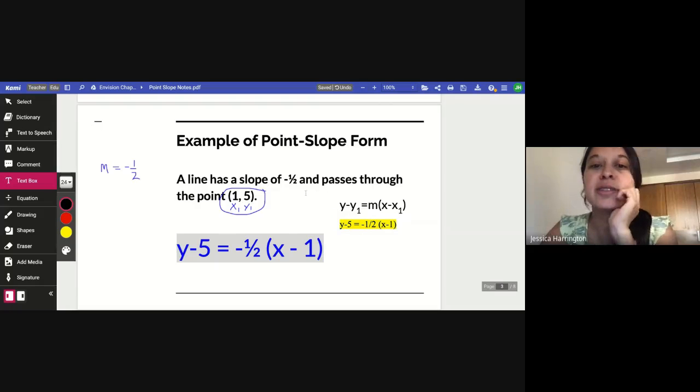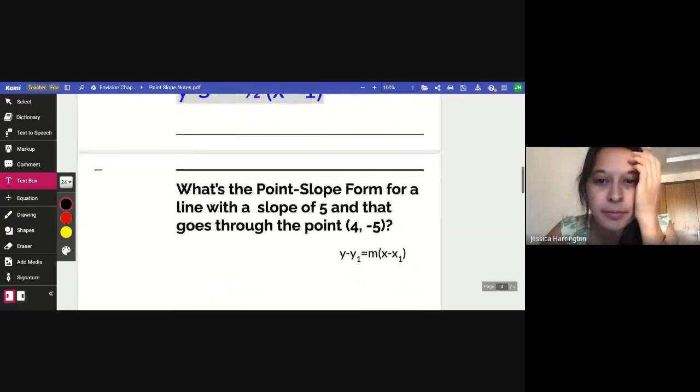So that is how you can take the two things, the slope and a point, and write it in point-slope form. This is just another way to write an equation of a line. And you can graph that too, because you can take the point 1, 5, put that point there, and then do the slope of down 1 over 2, down 1 over 2. You'll have the line. All right, let's try another one.